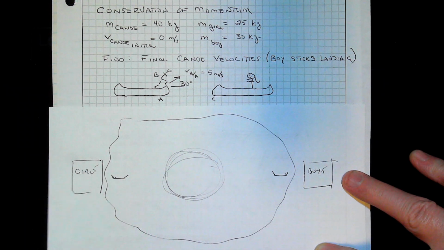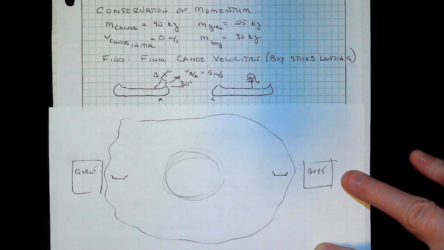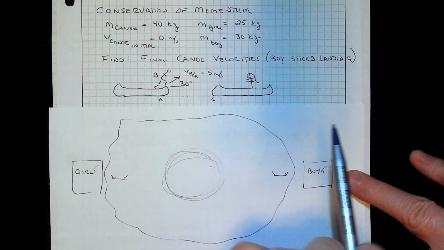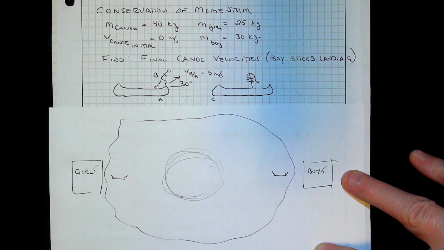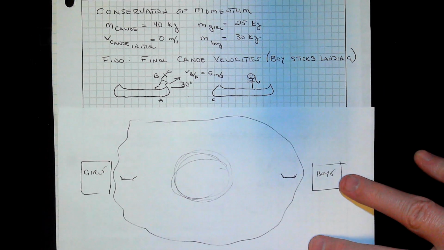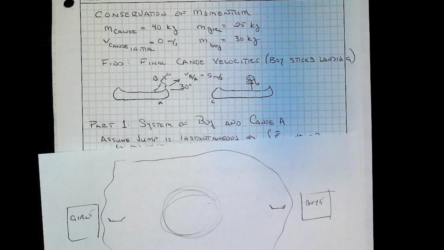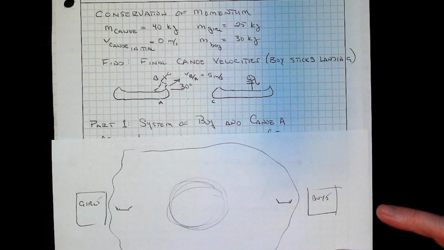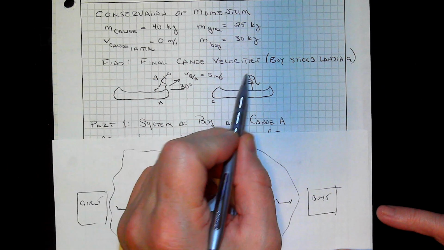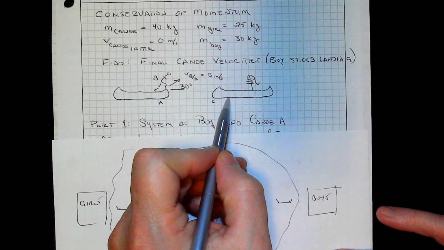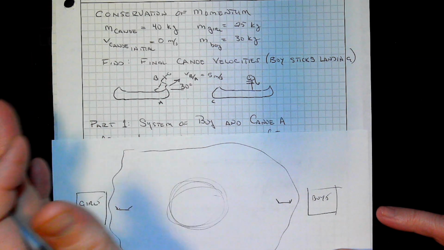So, let's figure this one out. Now for this problem, we are going to assume that the boy sticks the landing, which would be really impressive. But the odds of that happening, having been in a number of canoes, I think are pretty low. So, let's step down. So part one, we have the girl in her canoe, arms out, inviting the boy to come over. No problem.